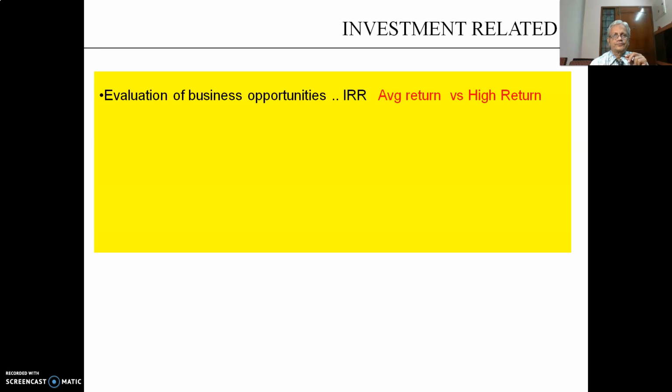Let us see the investment related policies. In an organization, the evaluation of the business opportunities is a very important issue handled by the finance department. So you always look into what is the IRR of the project, internal rate of return. This IRR should be more than the weighted average cost of the capital. So they may take a call whether they should take a project with the average return or a high return. So accordingly, you'll be able to select the project or drop the project for further study.